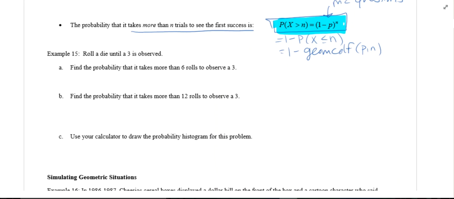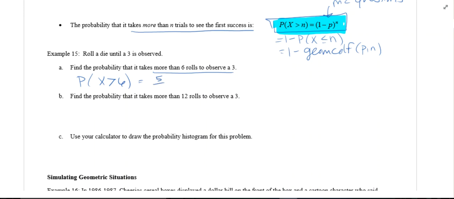Okay, so let's go over this. Roll a die until a 3 is observed. Find the probability it takes more than 6 rolls to observe a 3. So probability x is greater than 6. Okay, so based on our formula, that means I must have had 6 failures, and then my success is going to happen after that. Okay, so what's the probability I have 6 failures?